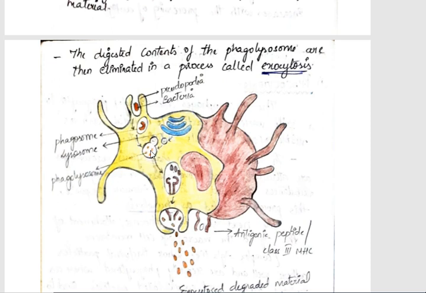So once that antigen is lysed or digested, it is thrown outside this macrophage, and that process is called exocytosis. So the digested contents of the phagolysosome are eliminated in a process called exocytosis. This is the whole process of the phagocytosis mechanism occurring in the macrophage cells. So this is the first function, which is very important.